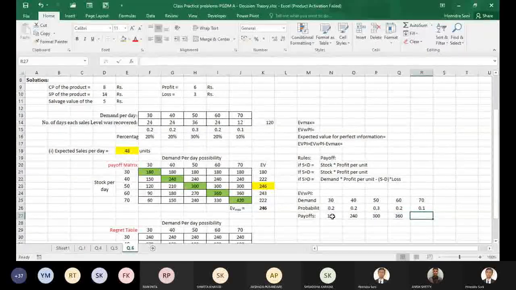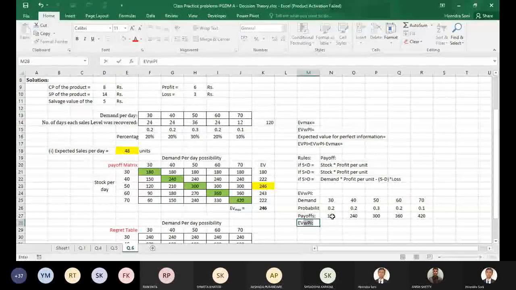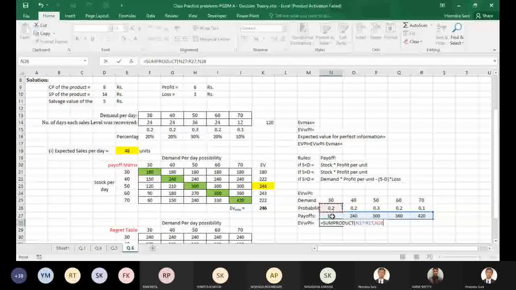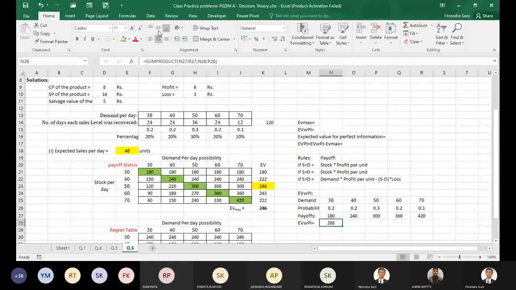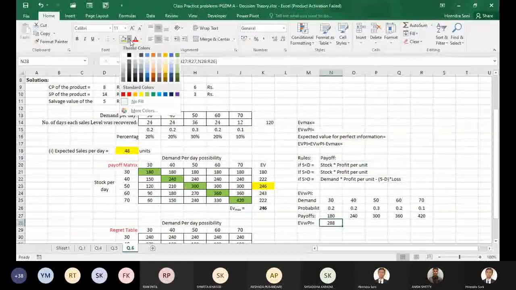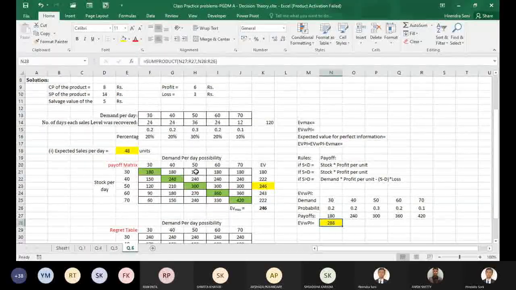Now your expected value with perfect information will be equal to sum product of these payoffs with their respective probabilities. So 288 becomes your expected value with perfect information. Are we okay up to this? Yes, sir. किसी को कुछ doubts?